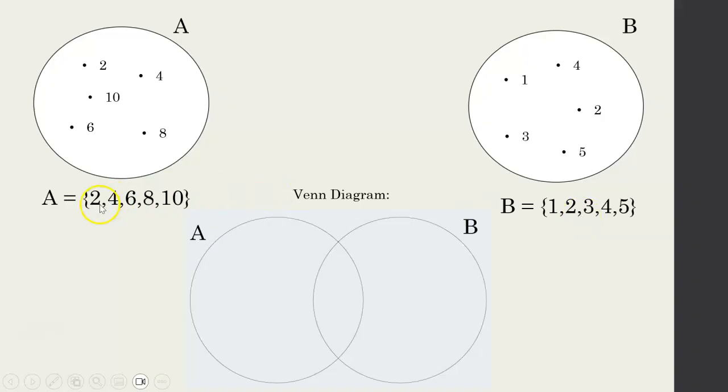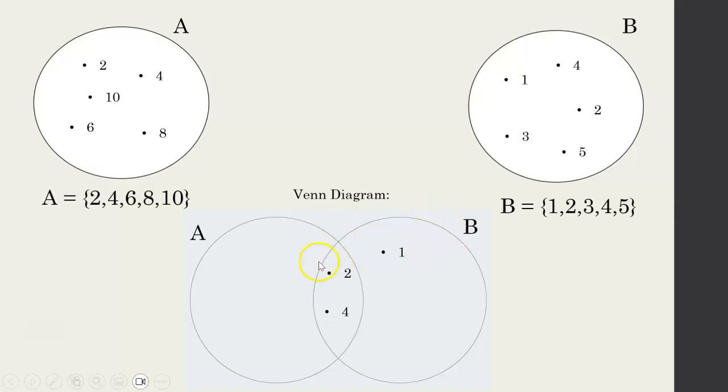So let me think. Okay, I have 2, 4, 6, 8, 10 and 1, 2, 3, 4, 5. Well, 2 and 4 are both in the same sets, so I'm going to put them in the center here. 2 and 4. Why did I do that? Because they're in circle A. Look, they're inside this circle A, and then they're also inside circle B. So the center bit is what we do first when we're filling out these diagrams.